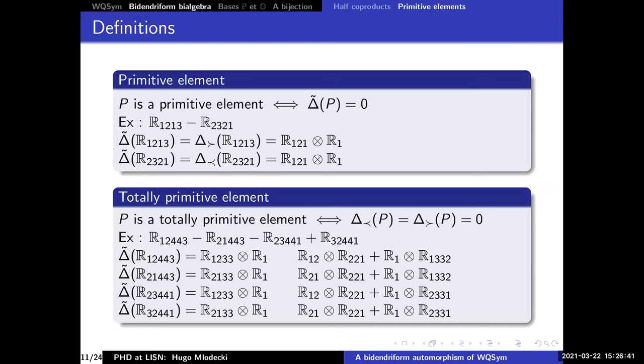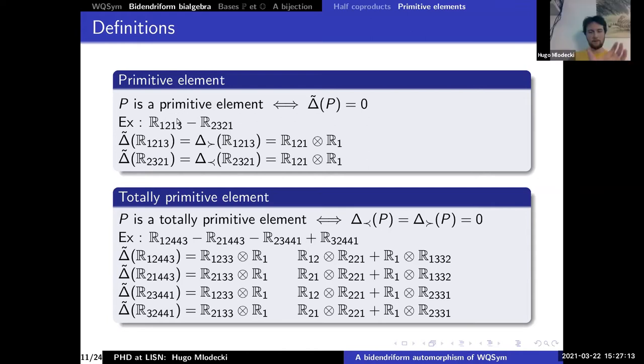So can you just give me an example of something that is totally primitive but not primitive? No. Sorry. Can you give me an example of something that is primitive but not totally primitive? The first one. So here. Can you point the first one? 1, 2, 1, 3 minus 2, 3, 2, 1. So this element. Yes.